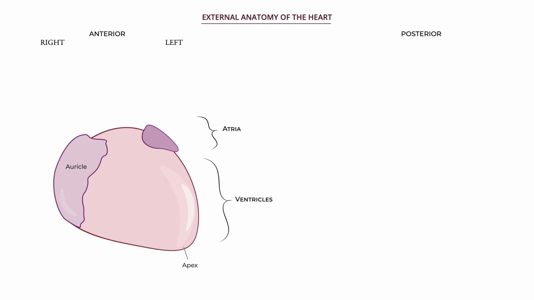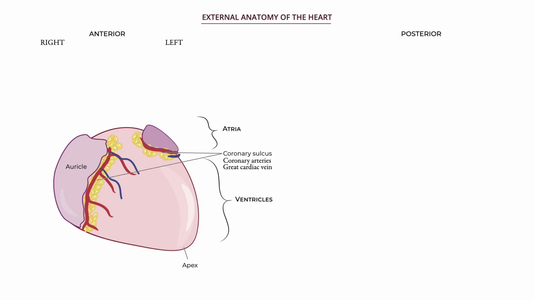Then inferior to the auricles, draw the visible portions of the coronary sulcus. This is a shallow depression between the atria and ventricles. Show that the coronary sulcus provides space for the coronary arteries and the great cardiac vein. We show that epicardial, adipose fatty tissue surrounds the vessels.